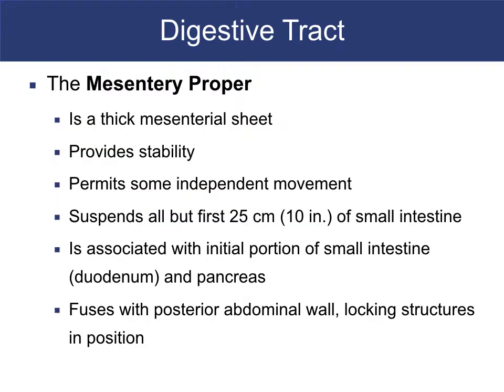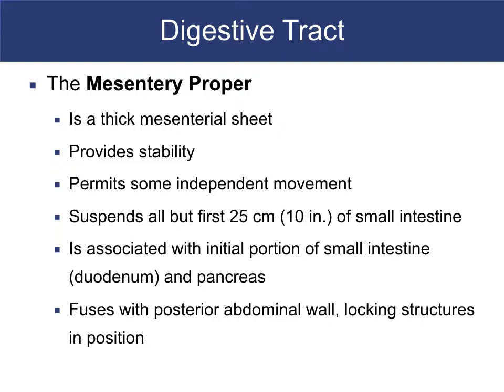The mesentery proper is this thick sheet from the back that comes up and carries the blood and everything to the guts, basically. And it's a pretty thick sheet. You'll see it very nicely in the lab. It holds the bowels, but yet it does allow them to move around a fair amount at the same time. It suspends all but the first 10 inches of the small intestine, which is actually the duodenum. We just need to show it to you in lab for you to kind of understand the mesentery proper.